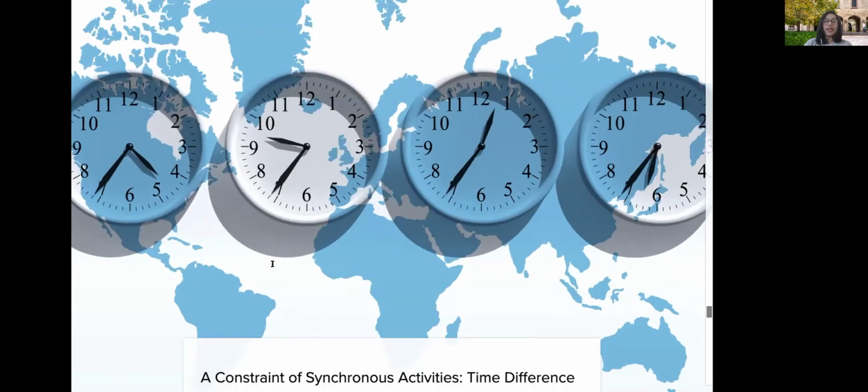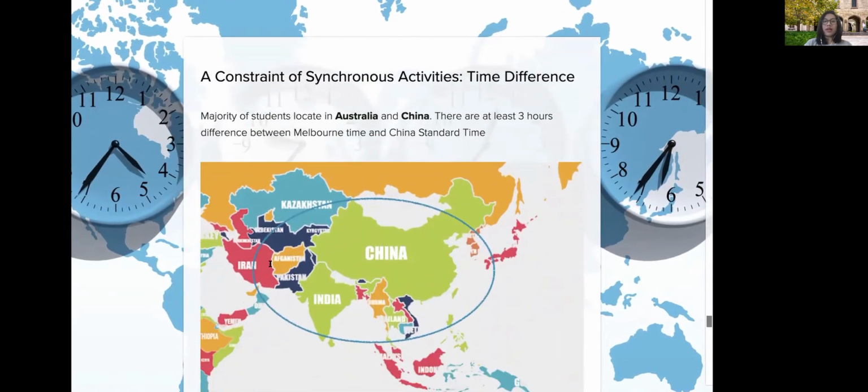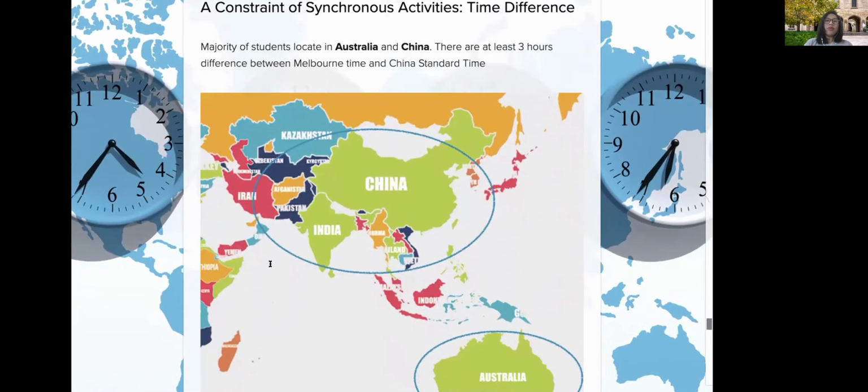One last thing about doing this: there is one constraint about the synchronous activities, which is time difference. As you may know, the majority of the students are in Australia and China, and there is about a 3-hour difference. So it's very hard to make a synchronous activity and ensure that the students can attend.